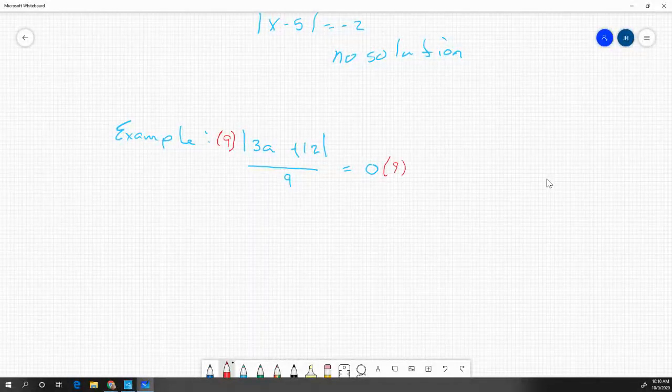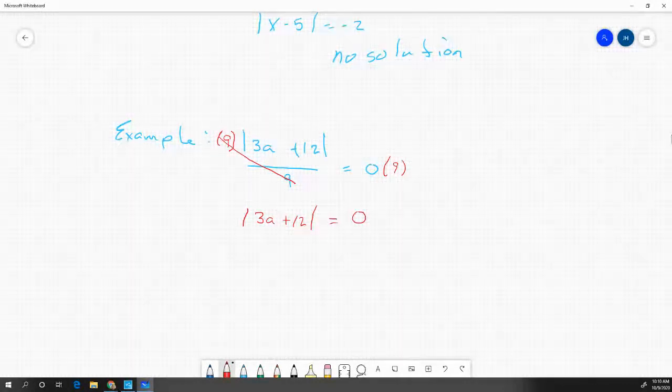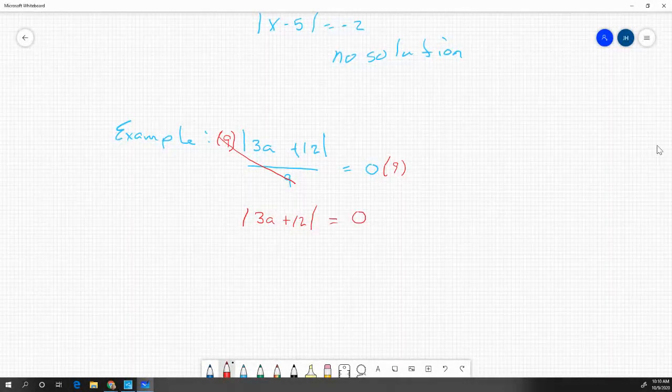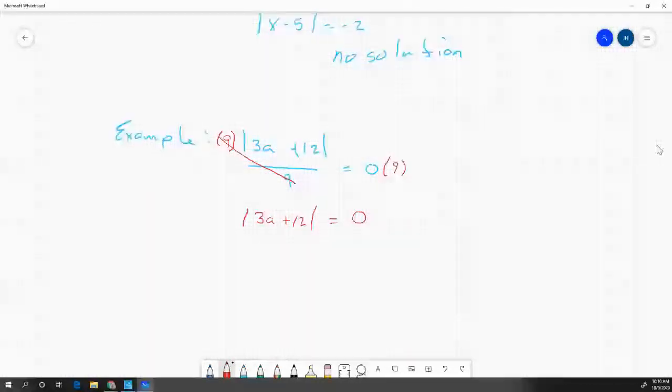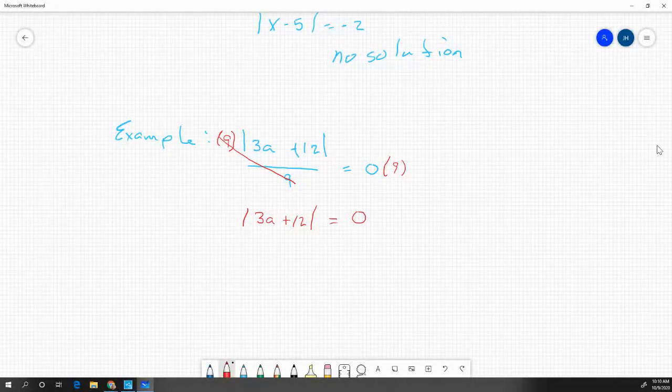So I got to do it to both sides. These will cancel because it's just 9 over 9, which is 1. And I'll be left with the absolute value of 3a. It looks like I wrote 13a, but it's the absolute value of 3a. Plus 12 equals, well, 0 times 9 is still just 0, right? So now we have it isolated, right? Everything on that one side is the absolute value, but it's set equal to 0.